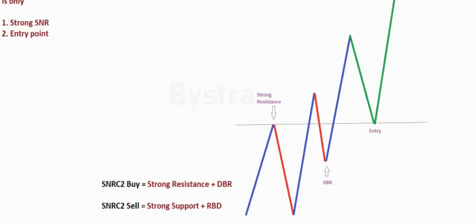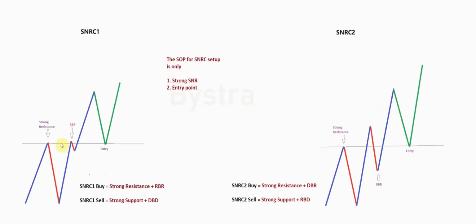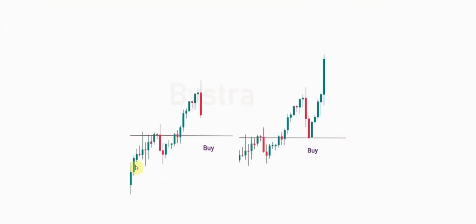SNRC2 is slightly the same as SNRC1, but the entry point is different. Just now we had the entry point of rally-base-rally for SNRC1, but for SNRC2 buy, we change to drop-base-rally and enter at the same location where the strong resistance is located. Alright, so here's the example of SNRC1.